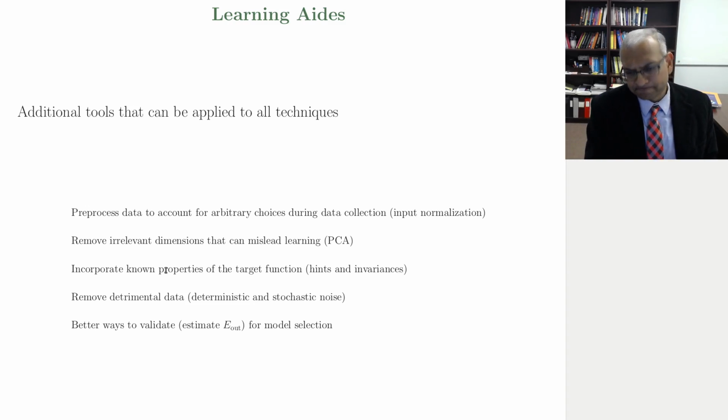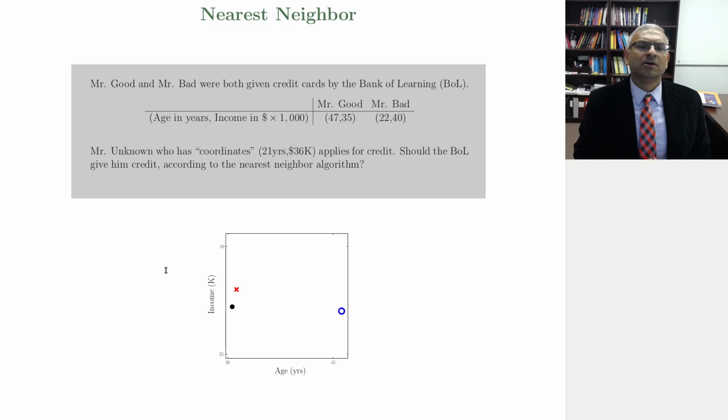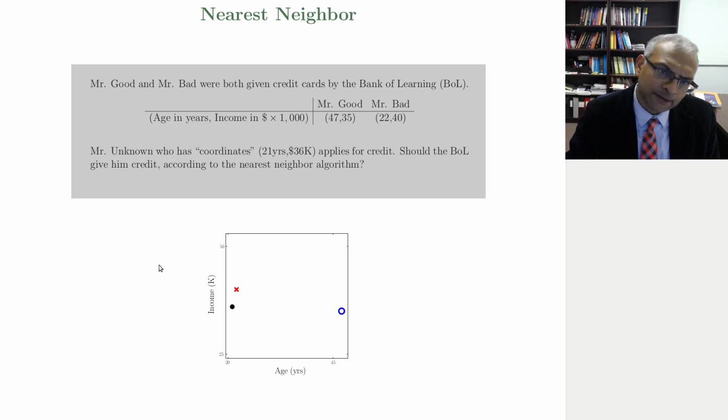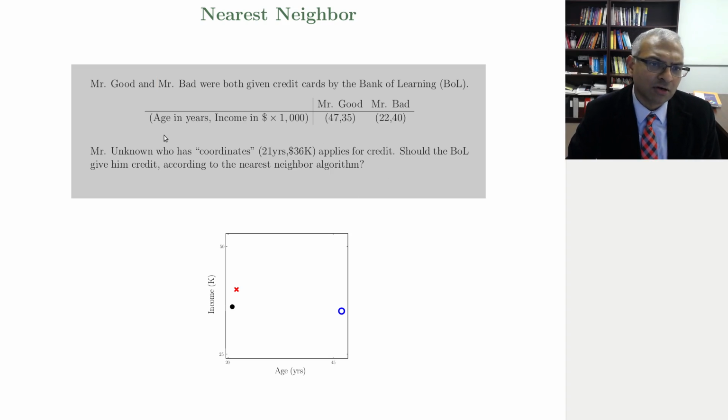Now, let's start with input preprocessing, and let's start with a little bit of motivation. I'm going to invoke the nearest neighbor algorithm, this simple algorithm. It's simple, and we can illustrate the need for input preprocessing in this very simple example. So in this example, you have Mr. Good and Mr. Bad, and they were both given credit cards by the Bank of Learning. It turns out, as you can expect, Mr. Good paid off the credit and Mr. Bad did not. Now here's the data.